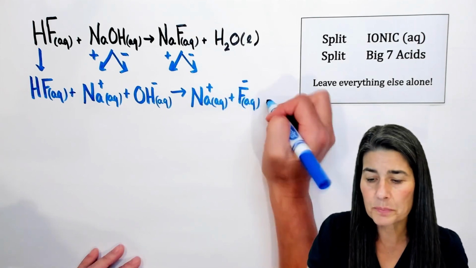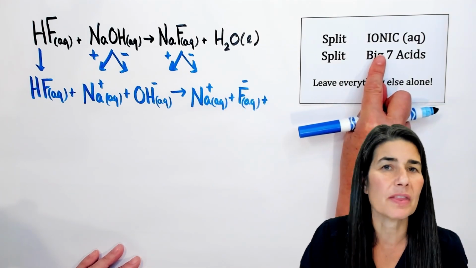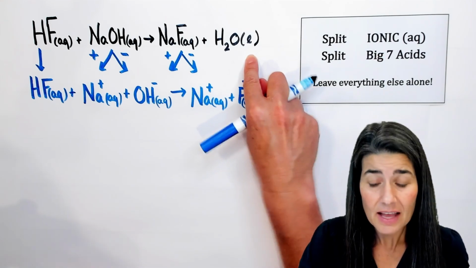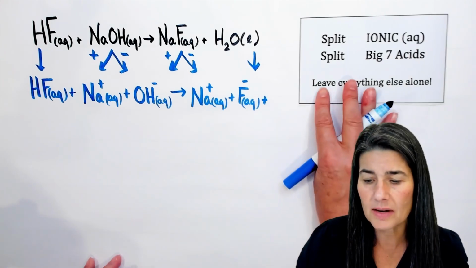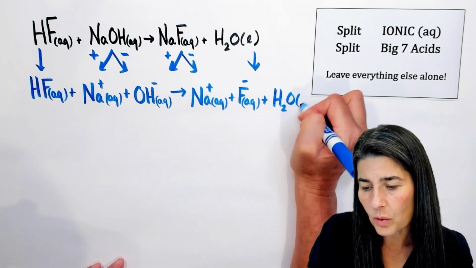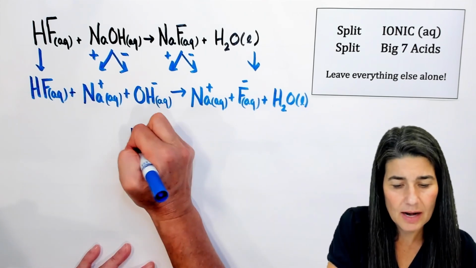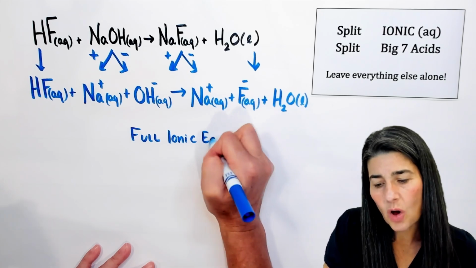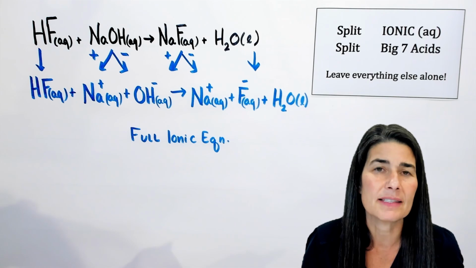And then our last product, water. Water is not ionic. We do not have a metal with a nonmetal. Water is covalent, and water is not a strong acid. Therefore, we just need to recopy water down. Leave it alone. Do not split it up. So I'm going to just recopy my H2O as a liquid. That gives me this entire reaction, which is called the full ionic equation. It shows all the products and reactants in their dissociated or undissociated state.